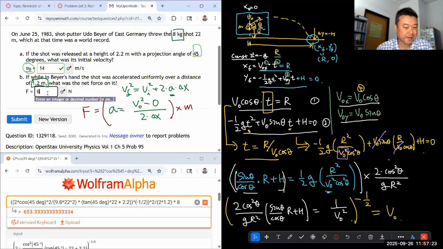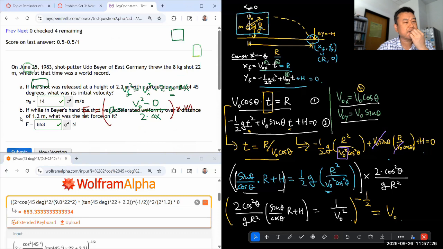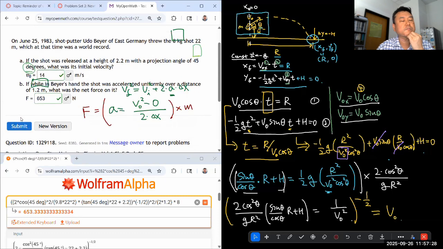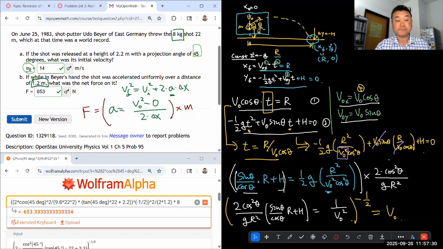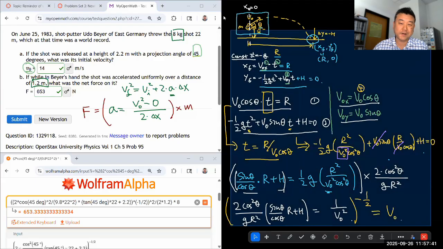Let me see if that gets graded. That should get graded as correct, I think, even if the thing requires 0.1% precision. Yeah. So that's the answer. This was more of a kinematics question than a force question, because once you knew the kinematics parameters of it, then the force part was pretty easy.